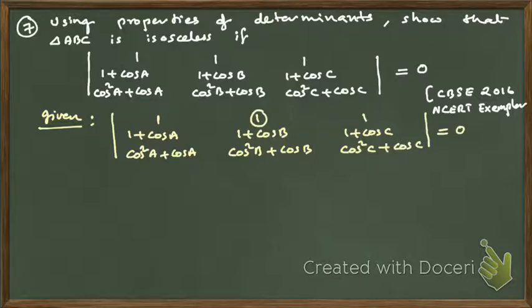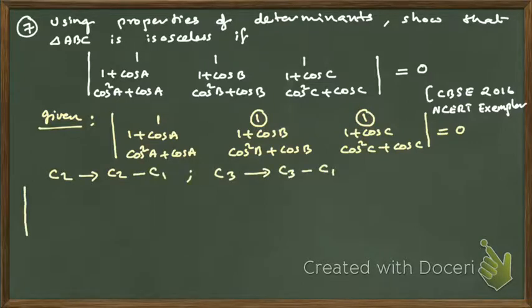And I try to do whatever simplification I can on this. One thing is pretty clear here. I have 1, 1, 1 in my first row. So I want to keep the first one there and make the rest into zeros. So I want 0 here and I want 0 here. It's pretty straightforward like the previous question. If I want 0 here, I say C2 changes to C2 minus C1. And if I want 0 here, I say C3 changes to C3 minus C1.